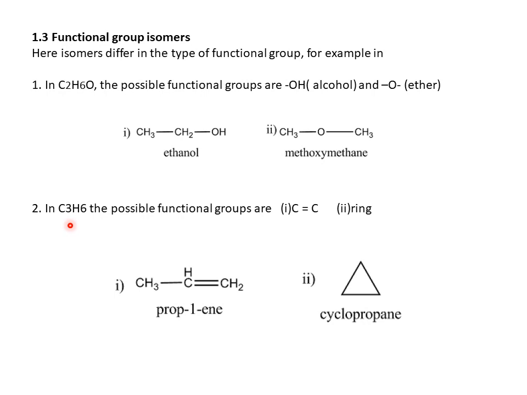Similarly, C3H6, the formula implies the presence of a double bond or a ring. So two possibilities are there with this formula. One is double bond and one is ring. So propene, and another is cyclopropane. Here the functional group is the double bond, and here there is no such functional group. So these two compounds can be regarded as functional group isomers, because here the functional group is the double bond, and here the ring can be regarded as another functional group.